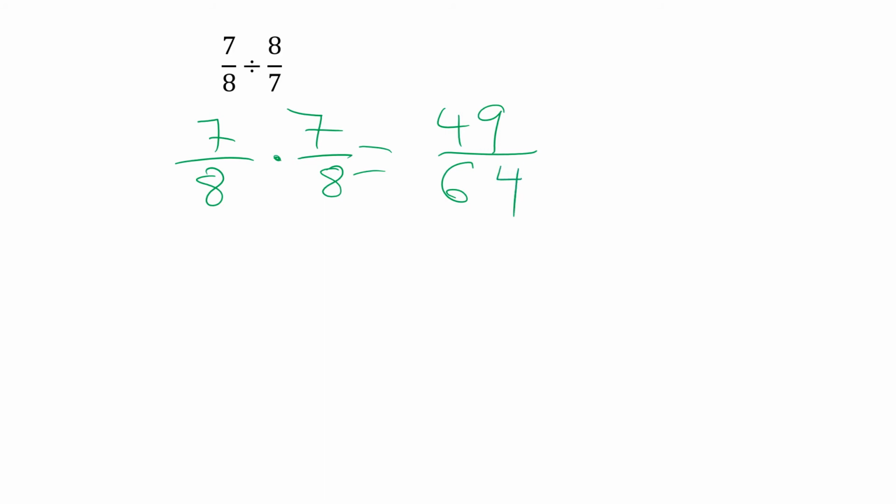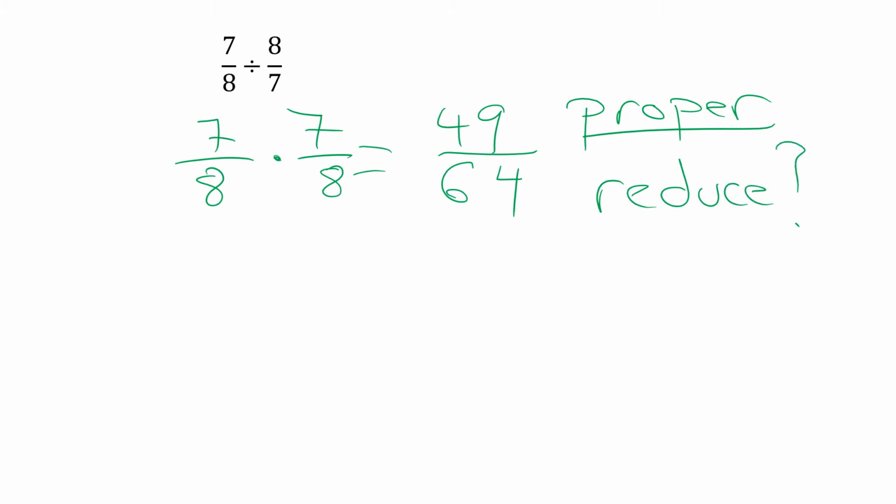So ask your two big questions at the end of your problem. Is it proper or improper? And this one is a proper fraction. So we don't have to divide. Next question, can we reduce? And no, we cannot. There's nothing that will go into 49 and 64. So this right here is our final answer, 49/64.